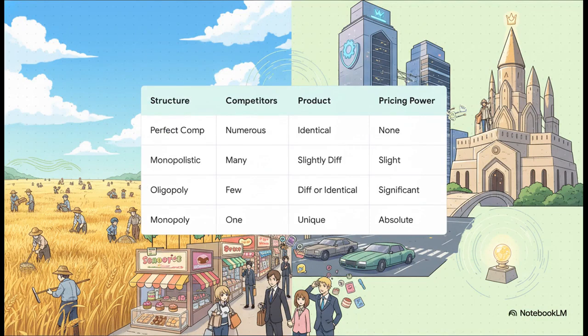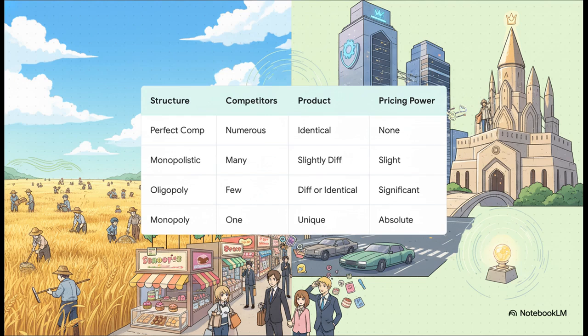Looking at the diverse competitive landscapes that businesses have to navigate, we generally see two extremes. On one end, you have perfect competition. Think of agriculture, where you have numerous small farms selling identical wheat. They are the ultimate price takers. They have absolutely zero pricing power.